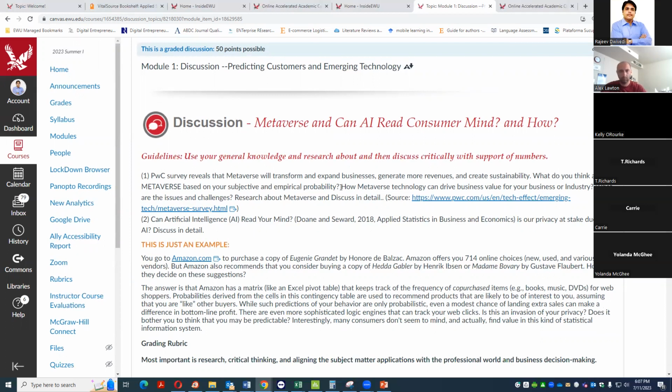Based on your research, like I said, this PricewaterhouseCoopers report, you can find many numbers and other things. You just share your data-driven decision making, how the metaverse can really play a catalyst role in business processes or business process transformation.